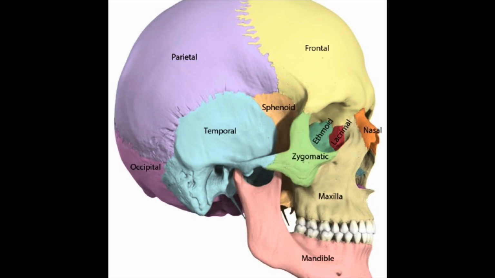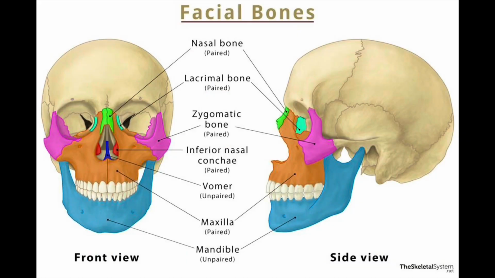Now, the axial skeleton does consist of 3 main parts: the skull, which consists of the cranium and the facial bones, as well as the vertebral column and the rib cage. Now, to go one step further into detail, the cranial bones consist of the frontal, the parietal, occipital, the temporal, the sphenoid, and the ethmoid. Next up, the facial bones include the mandible, the maxilla, the nasal, the lacrimal, the vomer, the zygomatic, the palatine, and the inferior nasal concha.